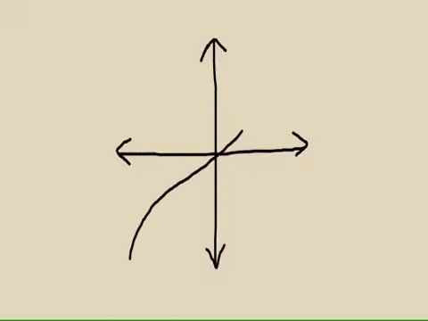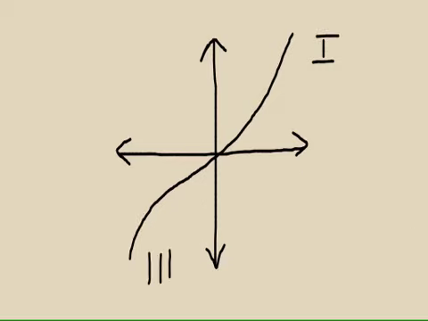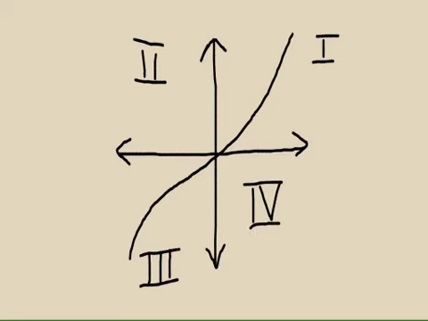Graphically, when you graph an odd function, if we look at y equals x cubed, it's symmetrical about the origin. So we can see, in this case, there's symmetry between quadrant 1 and quadrant 3 for this graph. If the graph had symmetry between quadrant 2 and quadrant 4, it would also be an odd function.